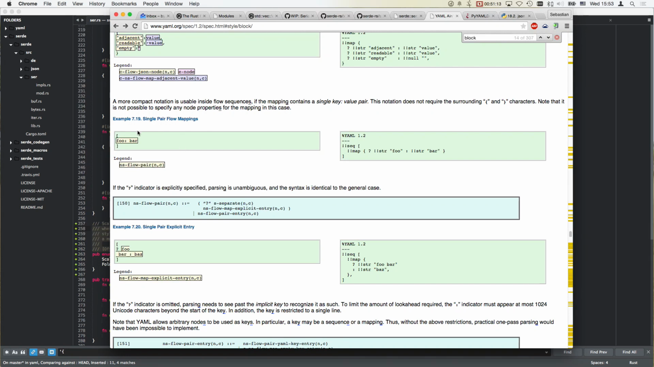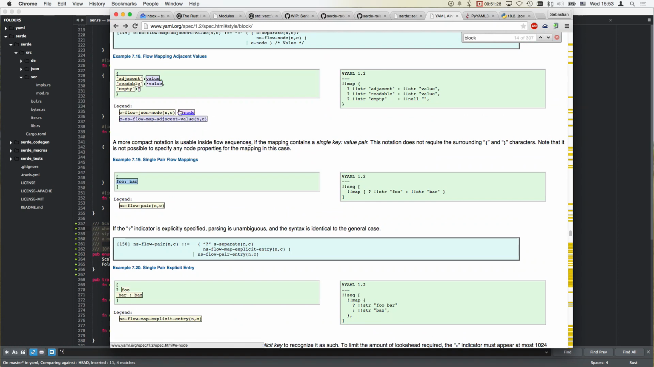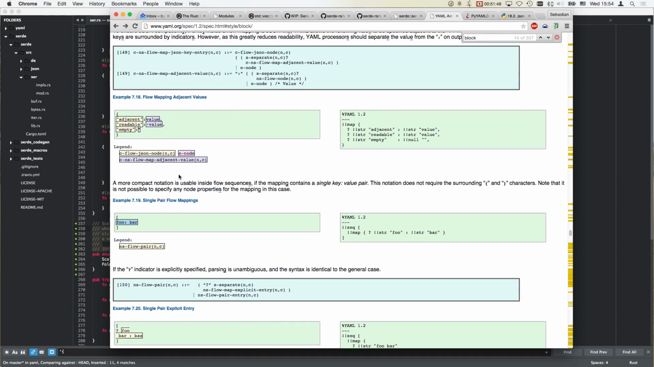Single pair flow mappings. It's weird that in a sequence there's exactly one dict then. A more compact notation is usable inside flow sequences if the mapping contains a single key value pair. This notation does not require the surrounding bracket characters. Note that it is not possible to specify any node properties for the mapping in this case. So there's just a special single pair flow mapping here.